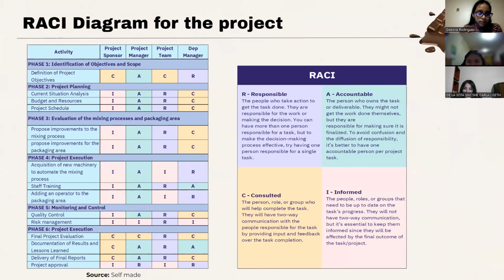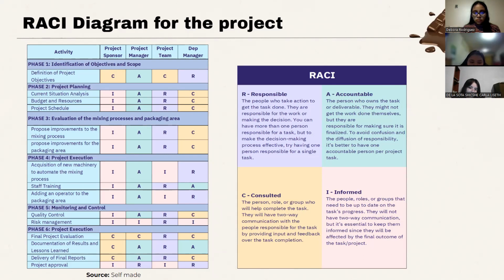Okay, the RACI diagram for the project. The RACI diagram is the management tool used to clarify roles and responsibilities in the project processes or activities. It's divided into 4 letters. The letter R is responsible, the person or people who are responsible for performing the tasks. The letter A is accountable, the person who has the final authority to approve the work performance.